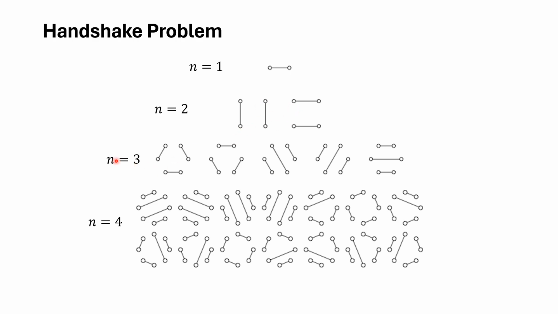Then for n equals 3, these are the possible solutions. You can see there's 5. That was the example we gave on the previous slide. And then when n equals 4, in other words, 8 chairs, 8 people, you have these various ways of shaking hands without crisscrossing each other, and that's 14. So that's, again, the Catalan number.